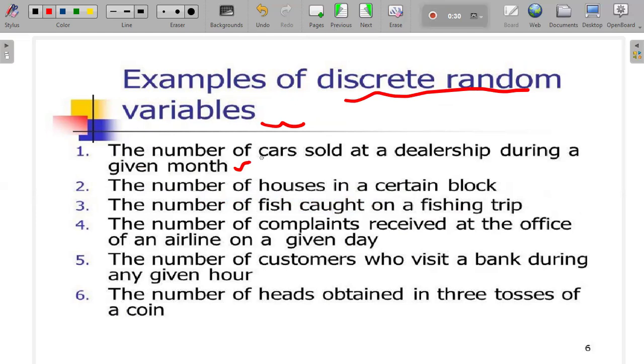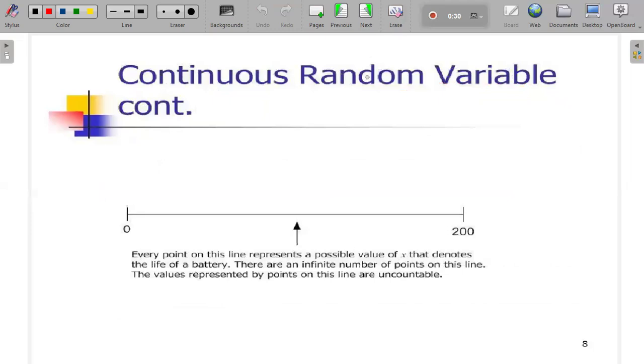Here we have examples of discrete random variables, something that you can count. The number of cars sold, the number of houses in a certain block, the number of fish caught, the number of customers who visit a bank, the number of heads obtained in 3 tosses of a coin. All those are discrete random variables because you can count them. And then continuous random variables, you can't count them. It's just between a specific range.